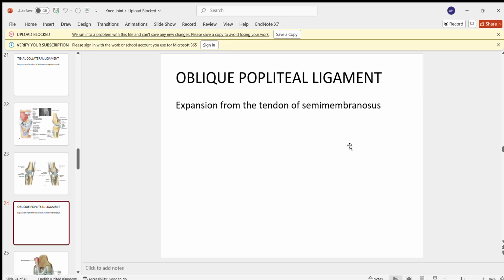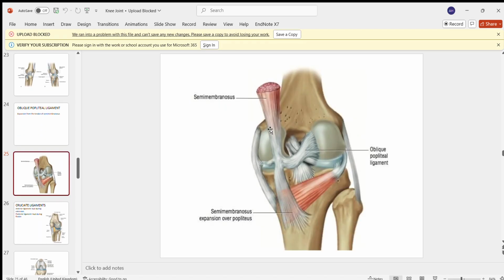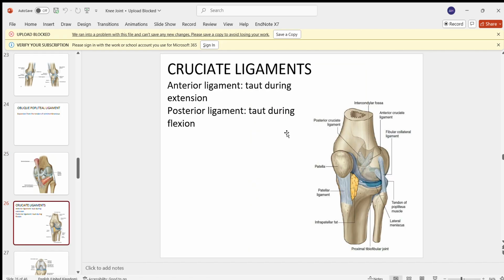Now, what is oblique popliteal ligament? Oblique popliteal ligament is basically an expansion of the tendon of semimembranosus. This is semimembranosus, which is a muscle of back of thigh. It gives an oblique expansion that is called the oblique popliteal ligament. This also supports the knee joint from behind.